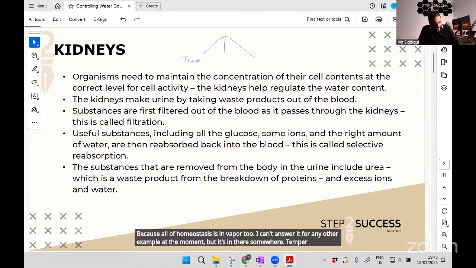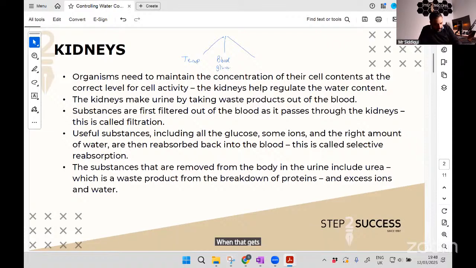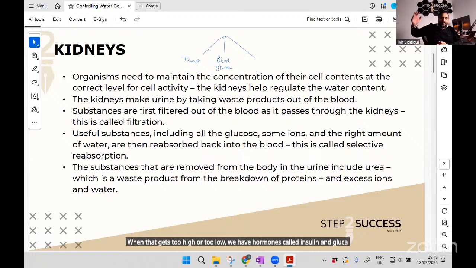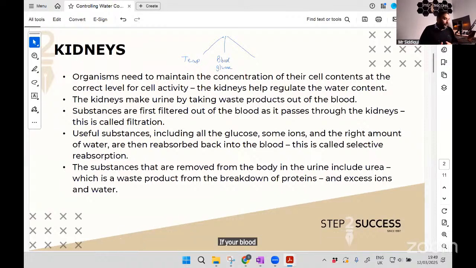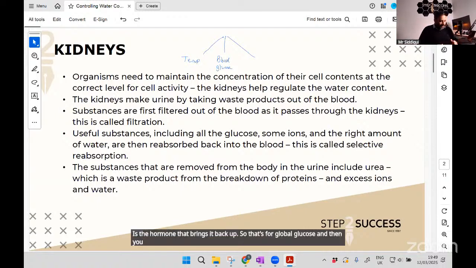Temperature. There is blood glucose. When that gets too high or too low, we have hormones called insulin and glucagon, which help to bring our blood sugar back to normal. I'm going to repeat this again. If your blood glucose level is high, insulin brings it back down. If your blood glucose level is too low, glucagon, which is lovely named glucagon, is the hormone that brings it back up. So that's for blood glucose, and then you learn about diabetes and all this stuff in that. Then the other thing is water.